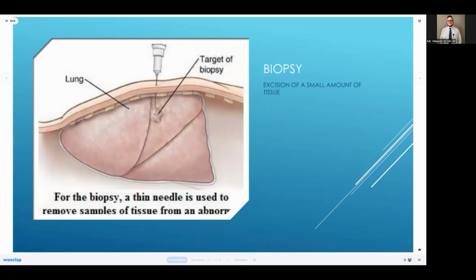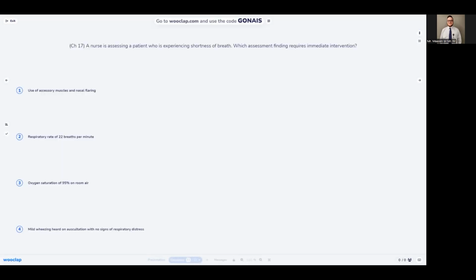And as a nurse, we'd just be helping with the bedside setup. The patient needs to sit up, that sort of thing. And then for a biopsy, they use a very thin needle to check abnormal tissue. And again, we could do a biopsy from a tumor through a bronchoscopy and visual cues that way.